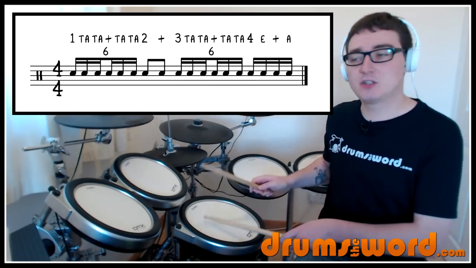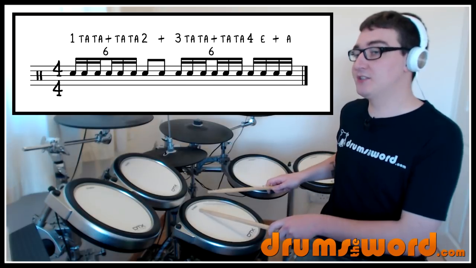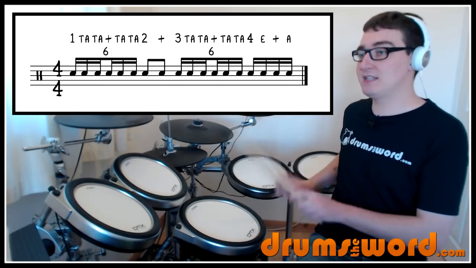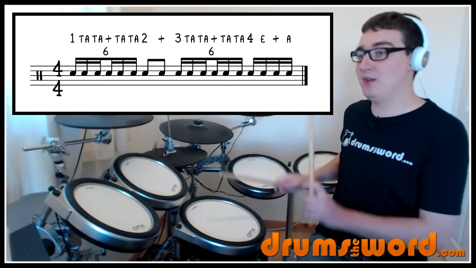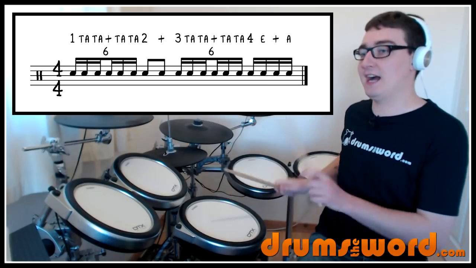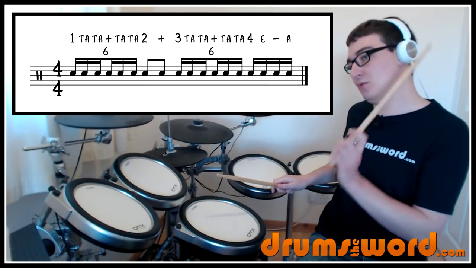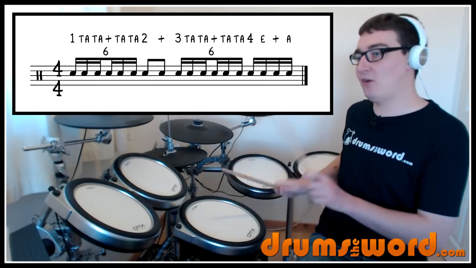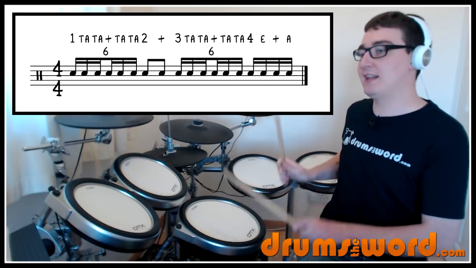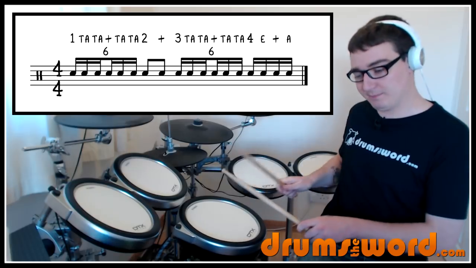1 and 2 and 3 to and to 4 to and to 1 to and to 2 and 3 to and to 4 e and a 1 to and to 2 and 3 to and to 4 e and a 1 to and to 2 and 3 to and to 4 e and a 1 to and to 2 and 3 to and to 4 e and a 1.